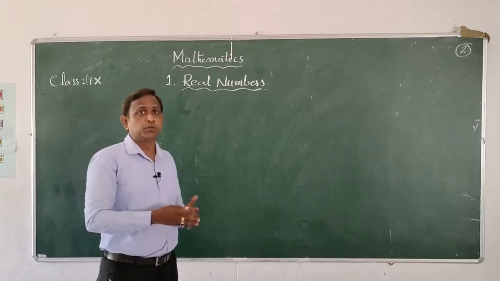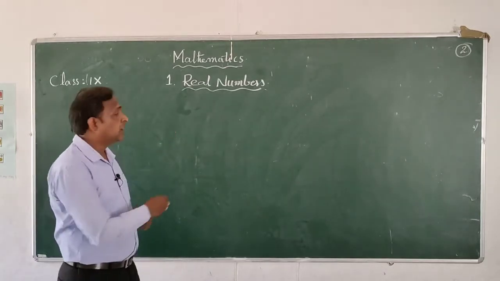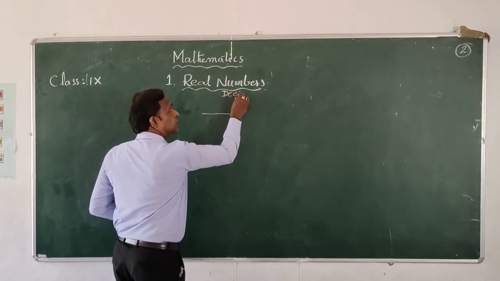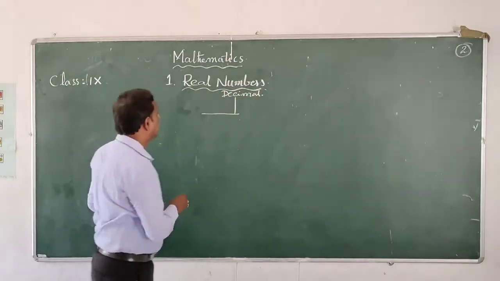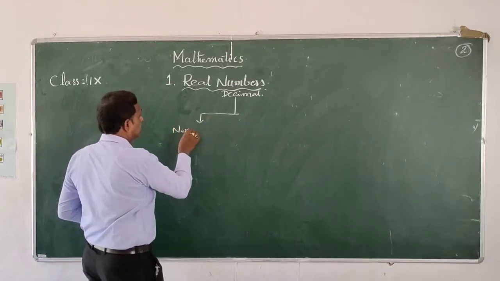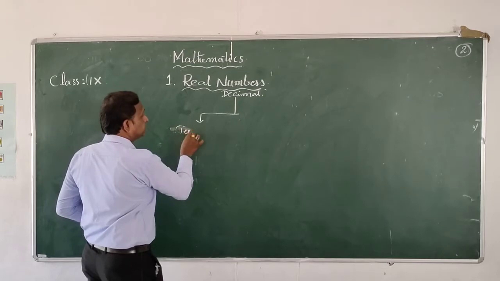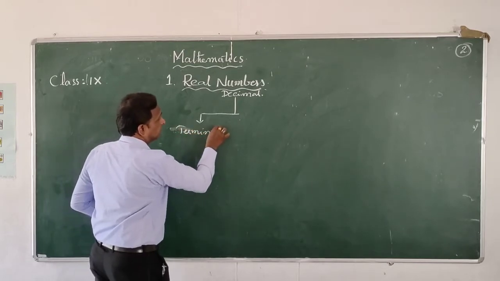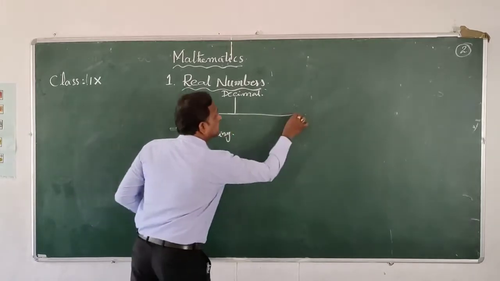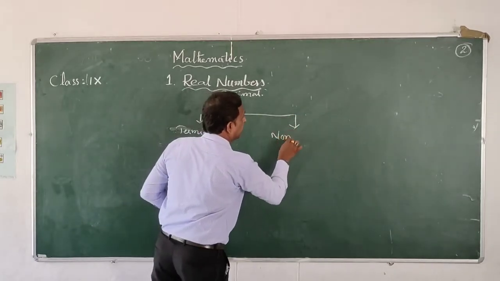If you express that p by q in decimal form, we get two types of decimals. This part we discussed in the last module. The decimals are of two types: one is terminating decimal, and the other one is non-terminating decimals.